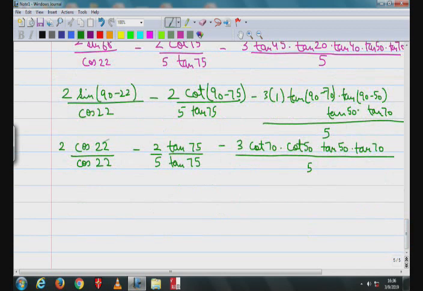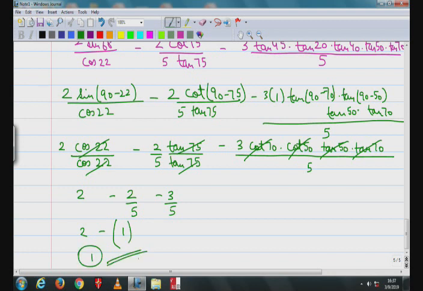So now cos 22 will get cancelled out, and we will get 2 minus 3 by 5 times cot 70 degrees and tan 70 degrees. We know that cot is the reciprocal of tan. Yes, Senapati, now your answer is right. So this will get cancelled out and this will get cancelled out. So we'll get minus 3 by 5. So 2 minus 3 by 5 plus 2 by 5 gives 3 by 5... that is, 2 minus 1, which is 1. So the final answer is going to be 1. That is the correct answer.